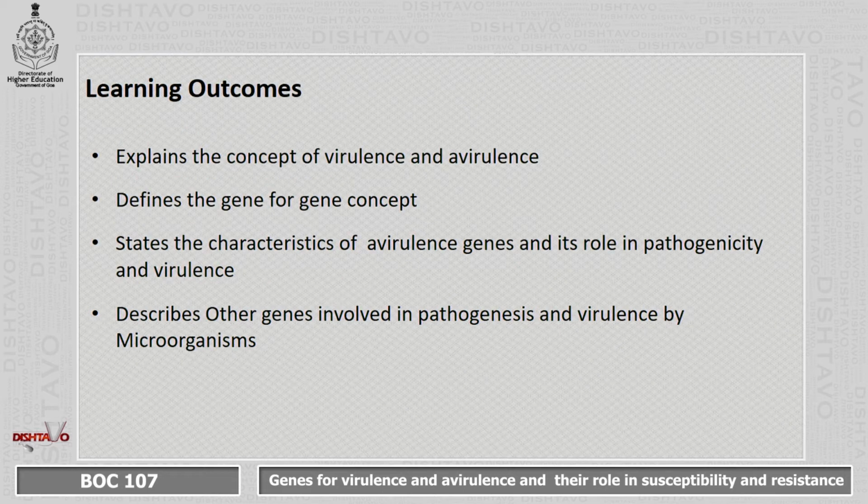By the end of this module, you will be able to explain the concept of virulence and avirulence, define the gene for gene concept, state the characteristics of avirulence genes and its role in pathogenicity and virulence. You will be able to describe other genes involved in the pathogenesis and virulence by microorganisms.